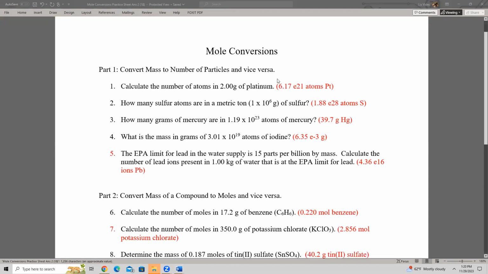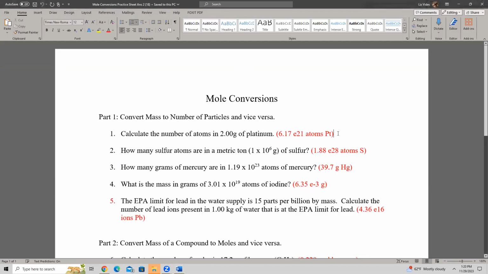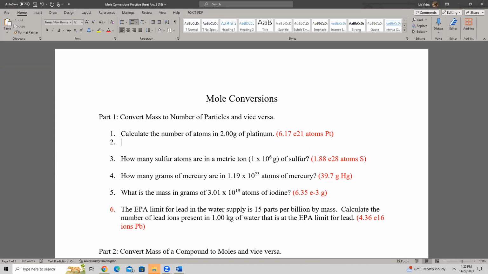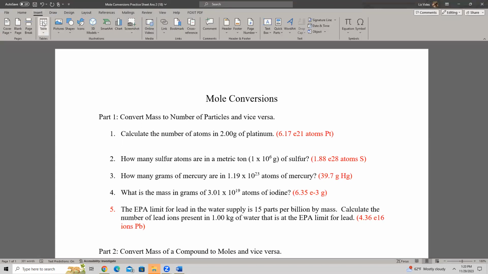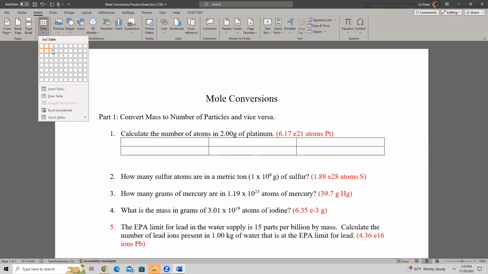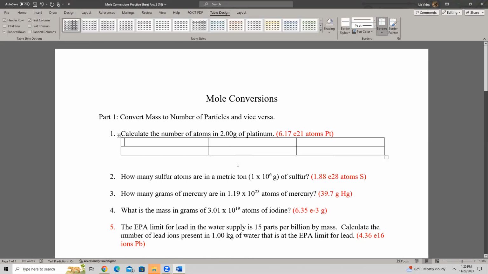Okay. So in my case, what I'm going to do is insert a table in here because this is that kind of thing. I don't know if you remember that dimensional analysis we did. That's all this is. So we're going to do 2.00 grams of platinum.